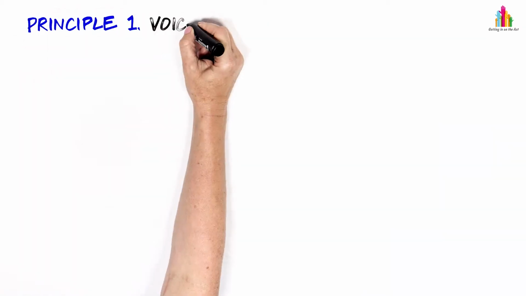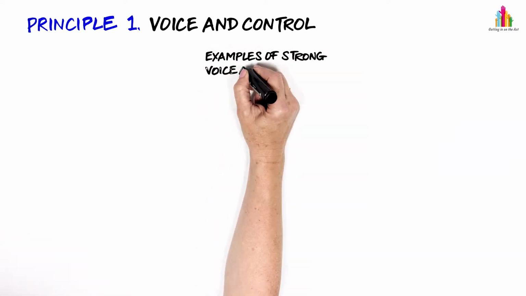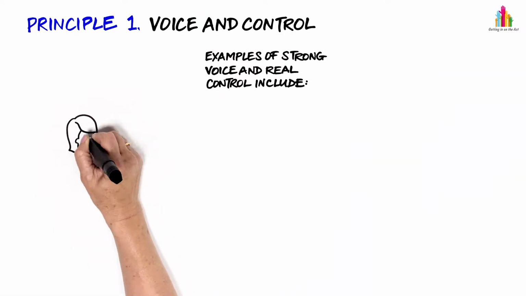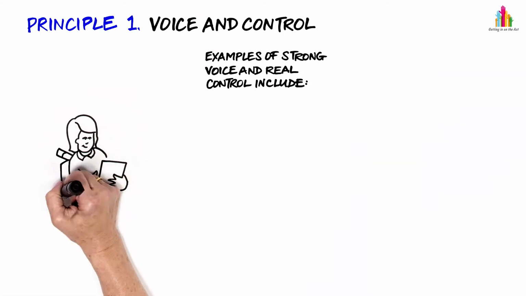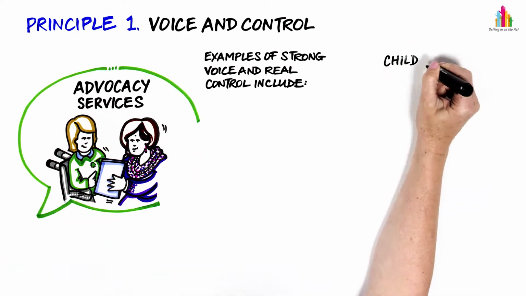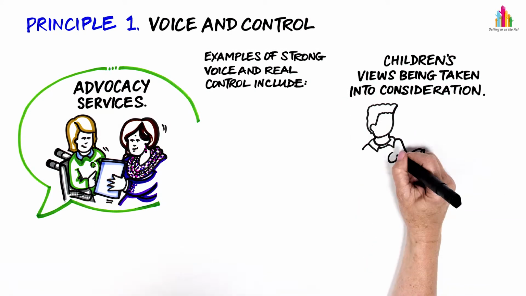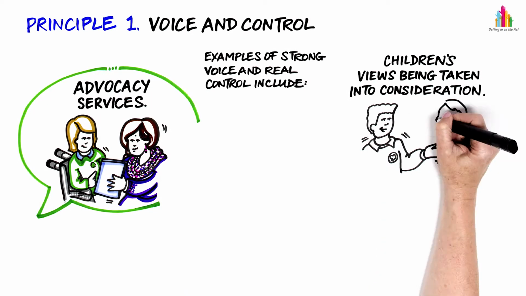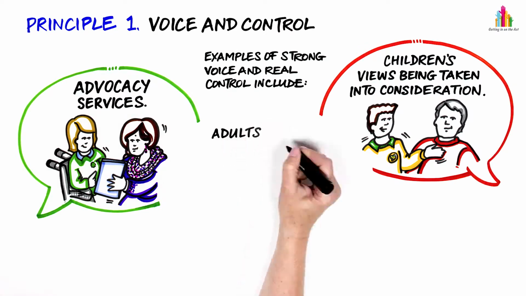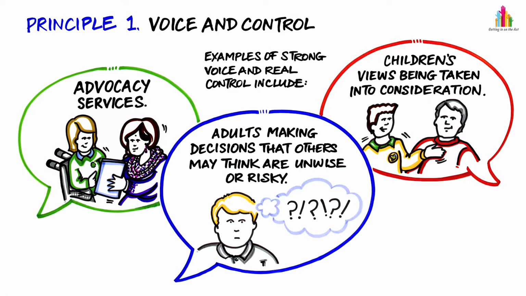Principle 1. Voice and control. Some examples of ways we can make sure people have a strong voice and real control include: looked after children and adults with care and support needs should have access to advocacy services to help them voice their views and choices. A child's view should be taken into consideration when someone is making decisions about their lives. For example, where they live, even if that decision has to be taken to protect them from harm. An adult is entitled to make decisions that others may think unwise or risky where they have capacity to do so.